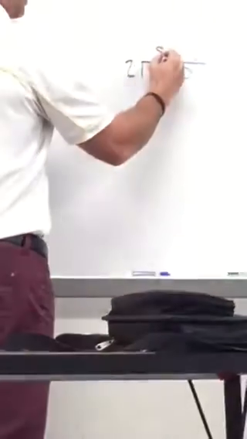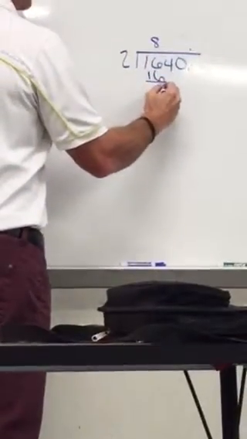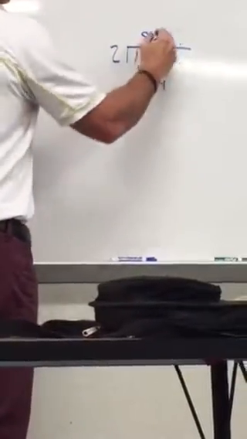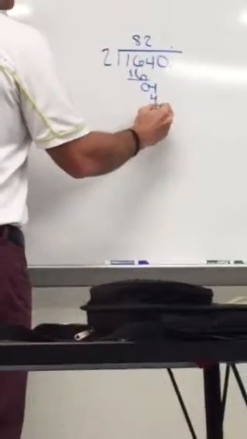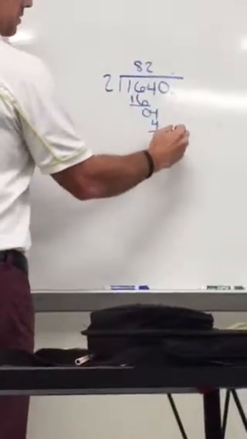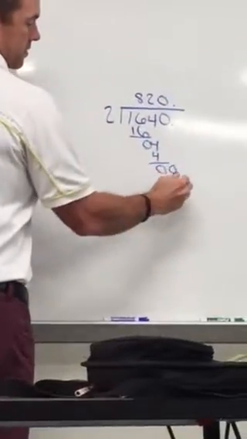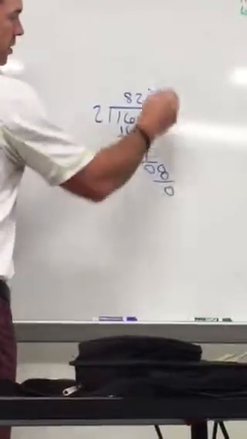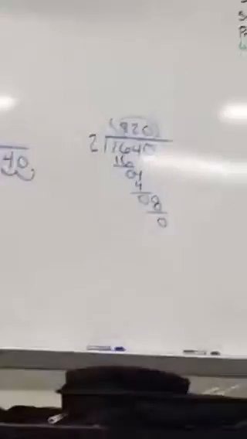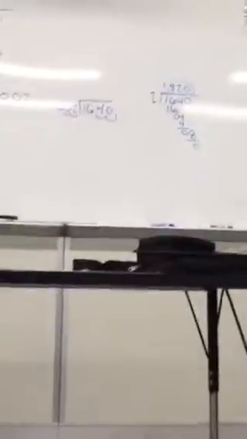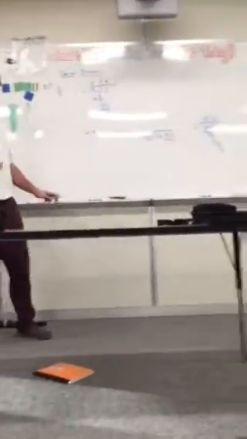Straight up. 2 into 16. 2 into 4. 2. 2 into 0. 0. Do I have anything? No. I'm good. So there's my answer, 820. Does that make sense? Okay. All right, thanks, Jim.